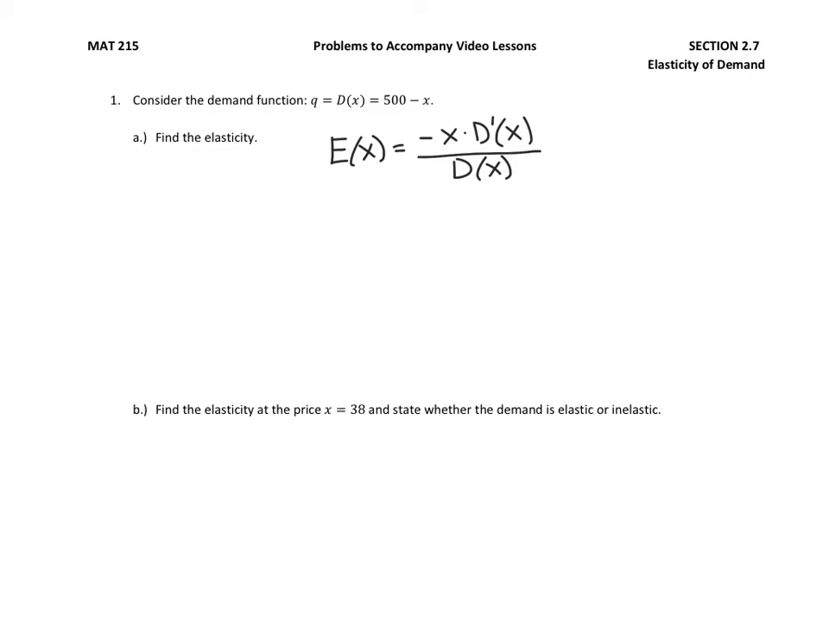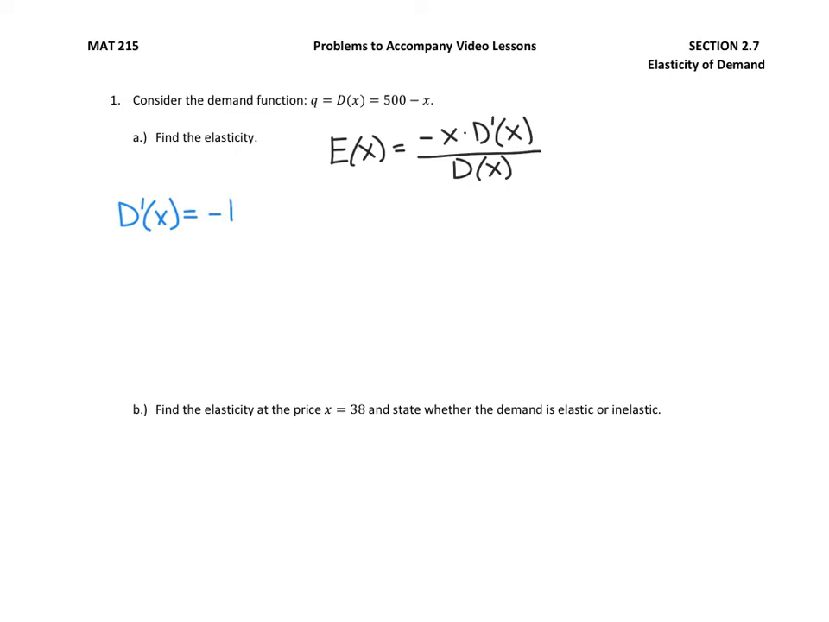Let's consider the demand function d of x equal to 500 minus x, and we want to begin by finding the elasticity. Now our formula for elasticity looks like negative x times d prime of x, all divided by d of x. So we need the derivative of the demand function. Taking the derivative, d prime of x, of the function given to us, the derivative is just negative 1.